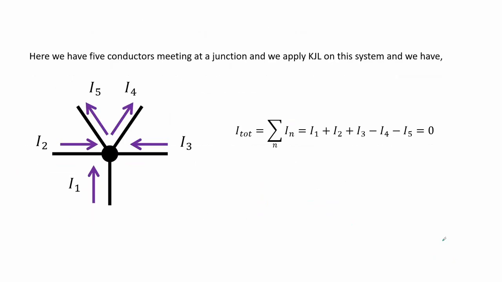Here we have 5 conductors meeting at a junction and we apply KJL on this system and write it into this equation.